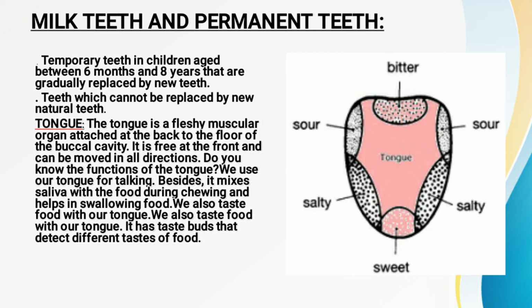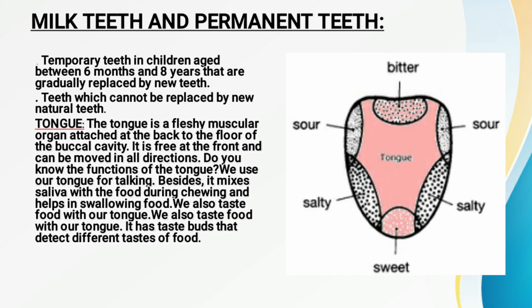The function of the tongue is that it enables us to speak. Without the tongue we are not able to speak. With the help of the tongue, we are also able to mix our food with the saliva. As you all know, saliva is a kind of digestive juice which is responsible for the digestion of food. So we mix the food with the saliva with the help of our tongue.